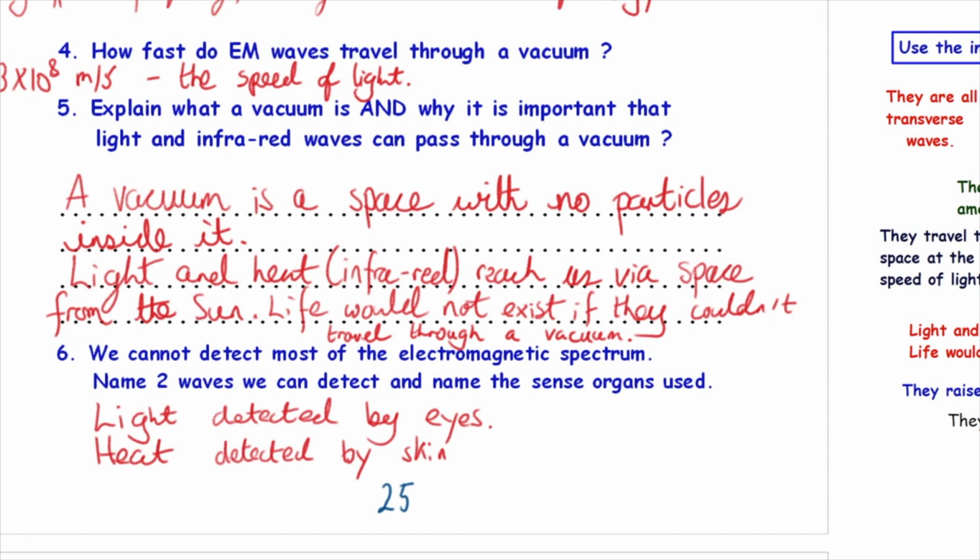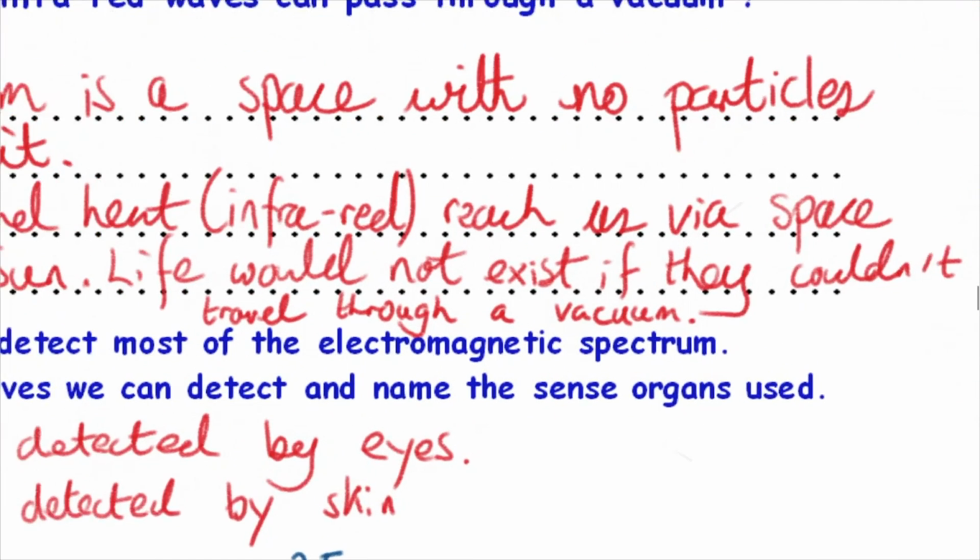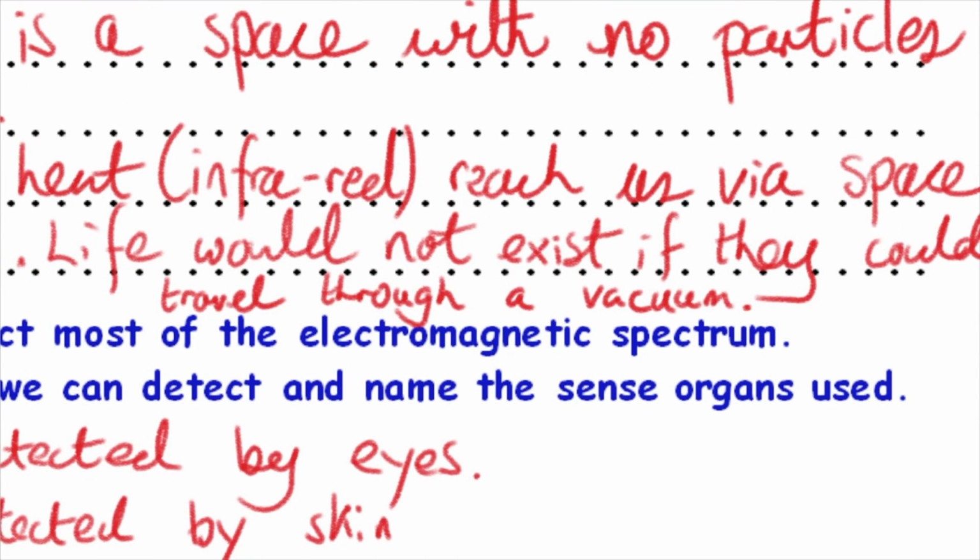5. Explain what a vacuum is and why it's important that light and infrared waves can pass through a vacuum. So 2 questions in one, 2 for the price of 1. So firstly, a vacuum is a space with no particles inside it. Light and heat, which is infrared, reach us via space from the sun. Life would not exist if they couldn't travel through a vacuum.